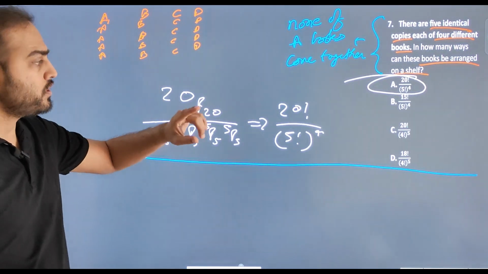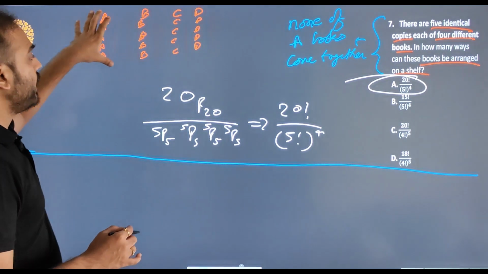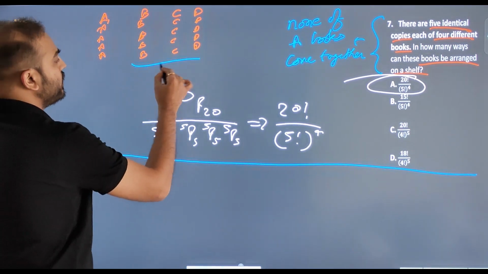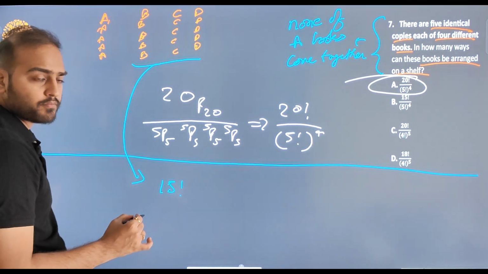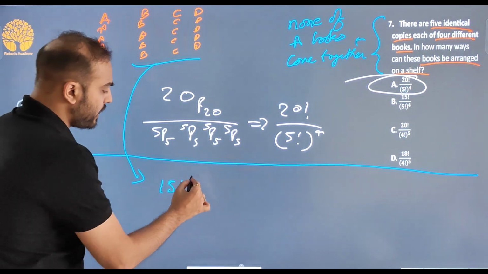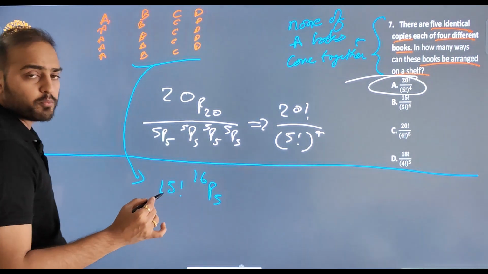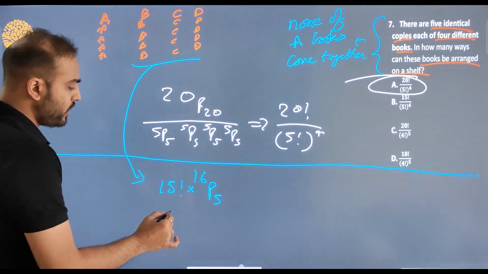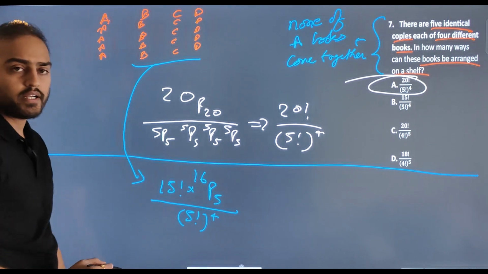So what will we do? We will solve normally by considering everything different. What will I do? I'll arrange these 15 first. That's 15 factorial ways. Next to these 15, I have 16 options. In those 16 options, I have to put 5 books. So that's 16p5. In the end, again I divide by whatever is redundant.